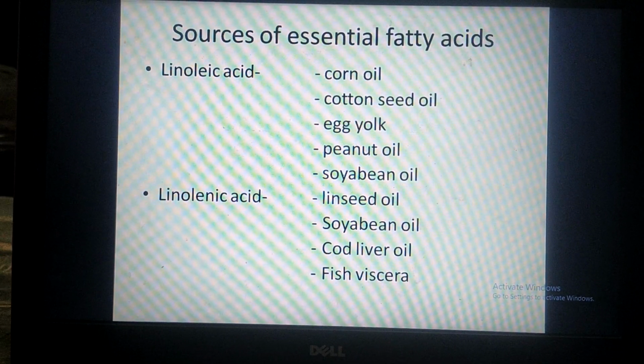Coming to the sources of essential fatty acids, linoleic acid is found in corn oil, cottonseed oil, egg yolk, peanut oil, soybean oil. These are the rich sources of linoleic acid. Then linolenic acid is mainly found in linseed oil, soybean oil, cod liver oil and fish viscera.